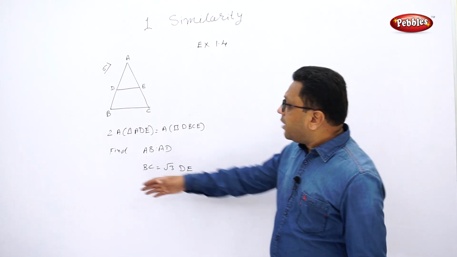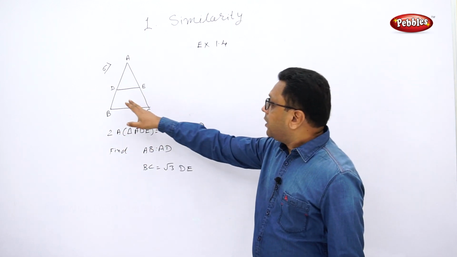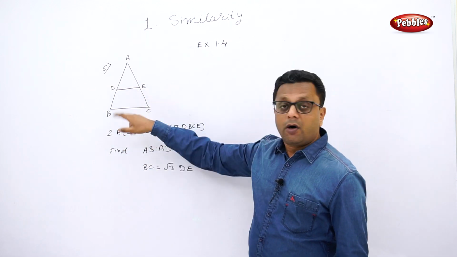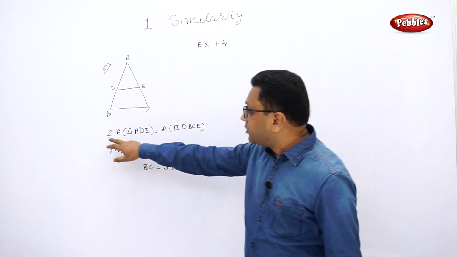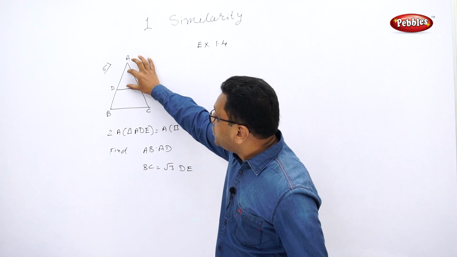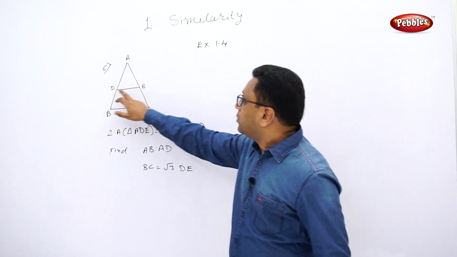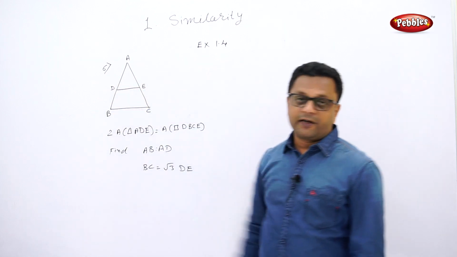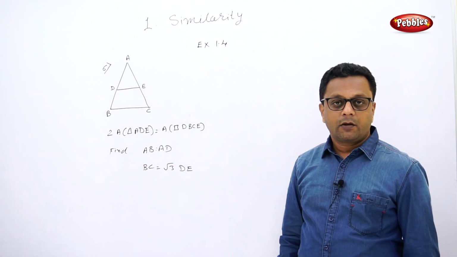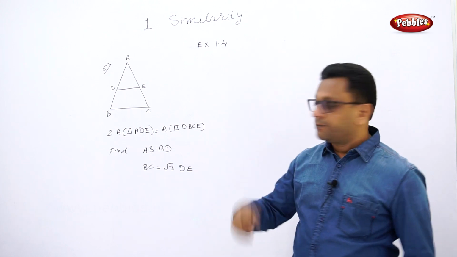But they have not at all given the ratio of the areas. They have given something different, twice the area of ADE. That means twice the area of this smaller triangle is equal to the area of this quadrilateral. So how should we proceed?